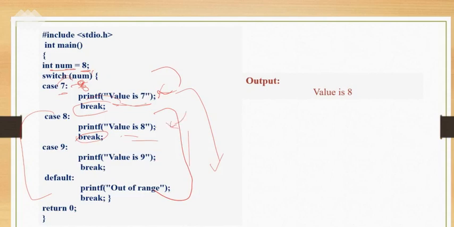And whenever it gets a true statement, it will come directly out. It will not continue the cases. So the output will be num is equal to 8. This one case will match and it will print value is 8, then break and come out. The compiler will never read the leftover statements. Okay, so this was the example for the switch.